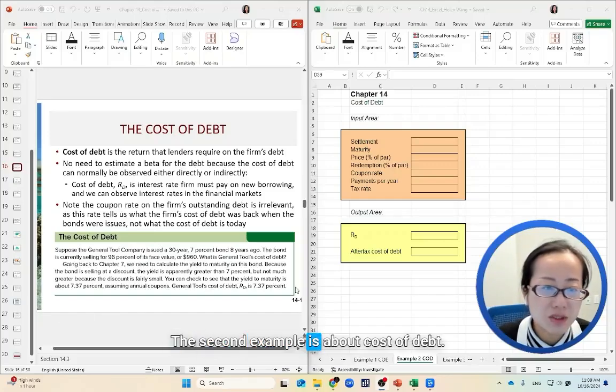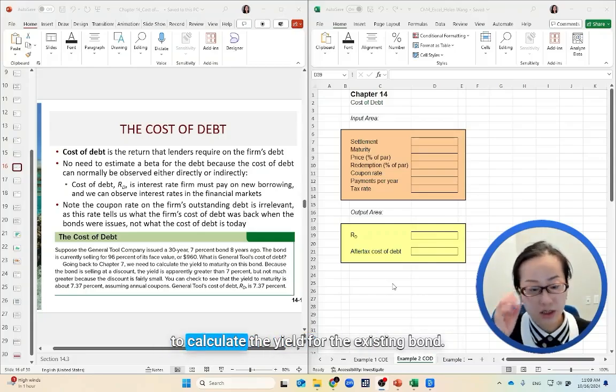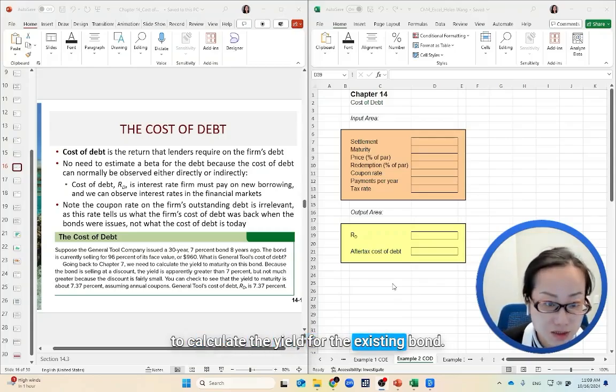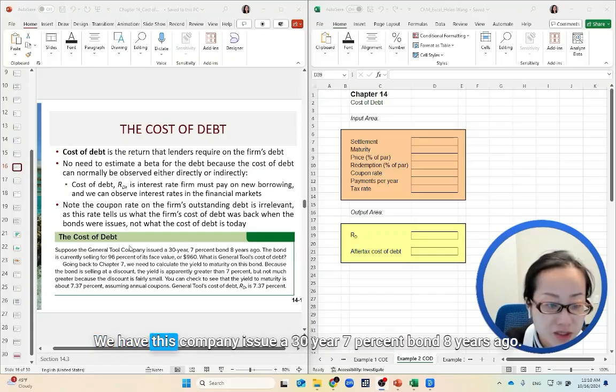The second example is about cost of debt. We introduced the yield function in this chapter to calculate the yield for the existing bond. Let's look at this example. We have this company issue a 30-year 7% bond 80 years ago.